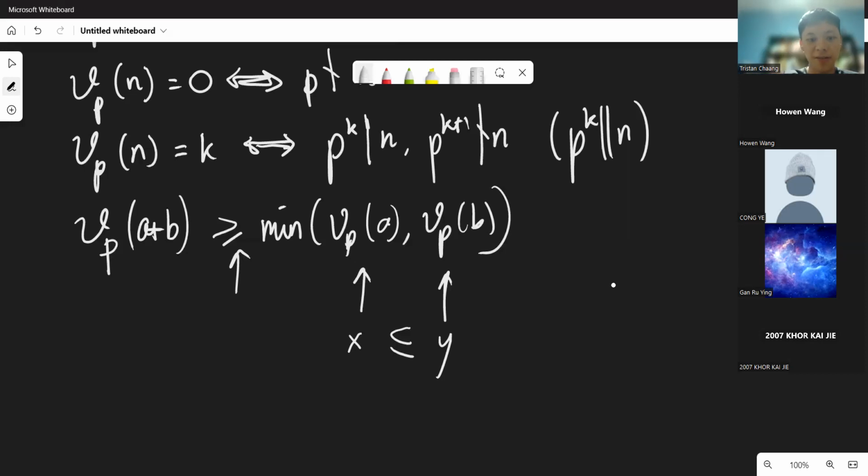Okay, in particular, what if x is strictly less than y? So a is divisible by p to the x, b is divisible by p to the y, and then you add those two numbers up.